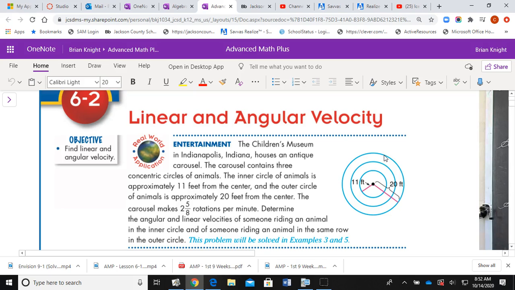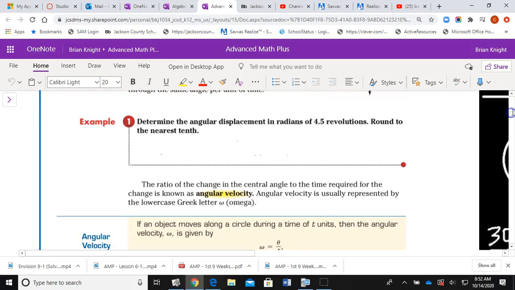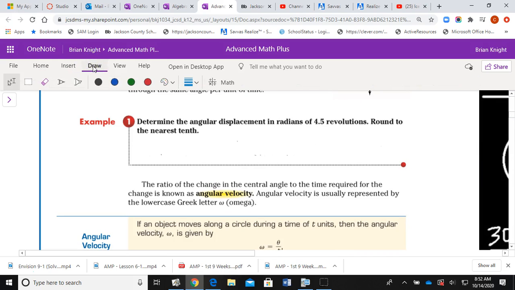Now let's find them. Very simple. The first thing we're going to do is something we did the other day, figure out how many degrees it goes in one rotation. But remember, this chapter we're not doing degrees, we're doing what?